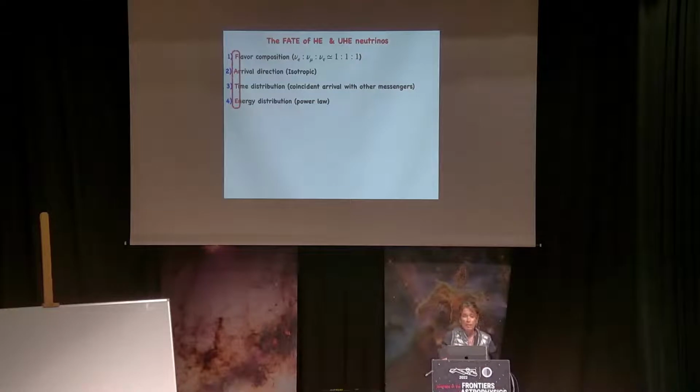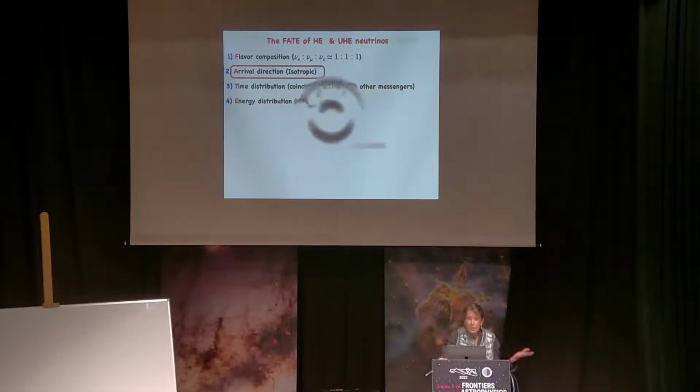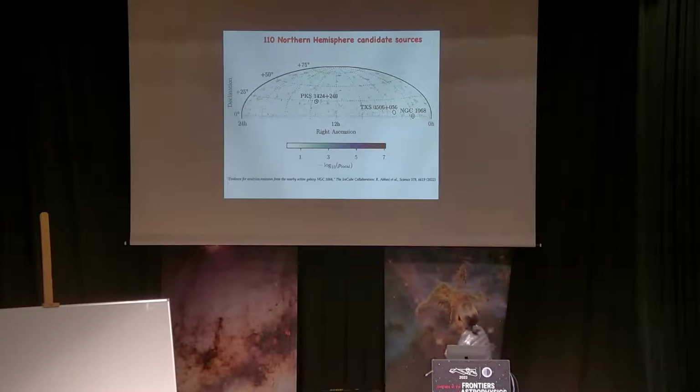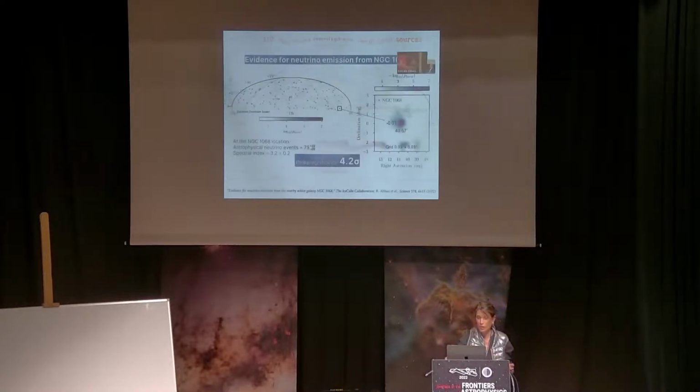Let's start. These are the 4 most important properties of high energy neutrinos. The arrival direction is isotropic, or is not. As I just showed you, IceCube identified 110 northern hemisphere candidate sources. Here we see this TX and these other sources, the most important ones.